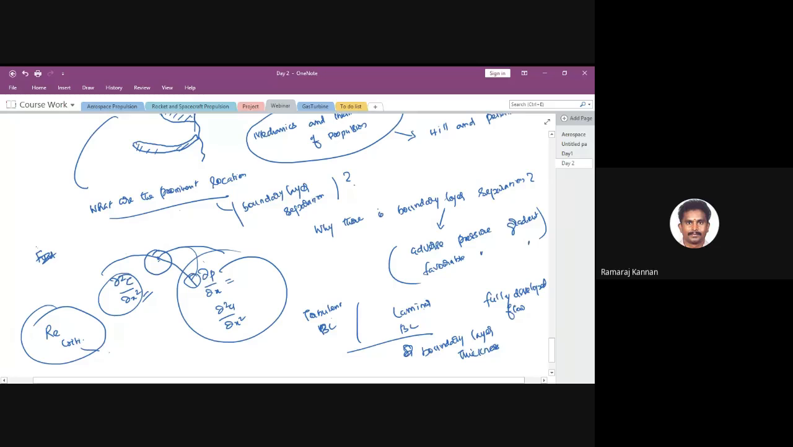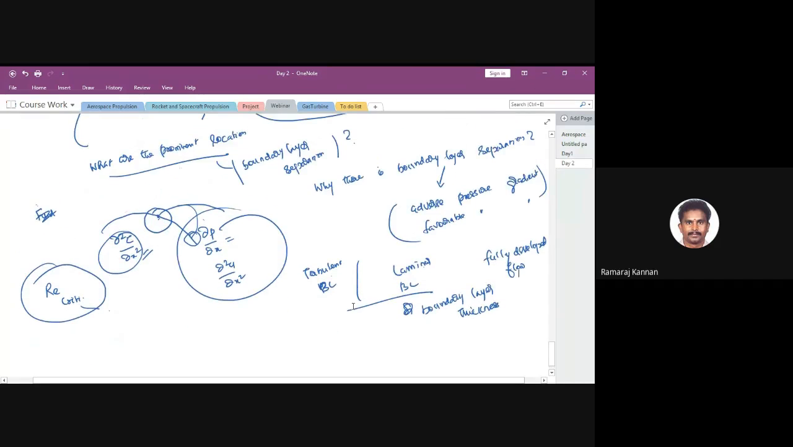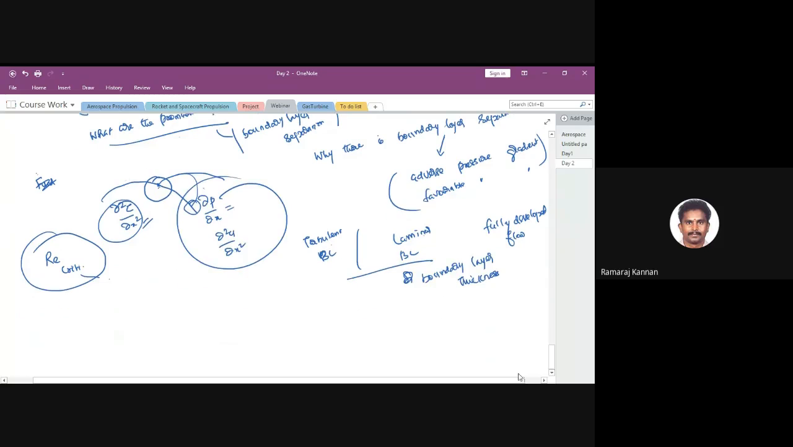Because I got a set of aims, I need to go ahead with that. So certainly they are going to ask a question on that, your boundary layers and all. So please keep that in mind.